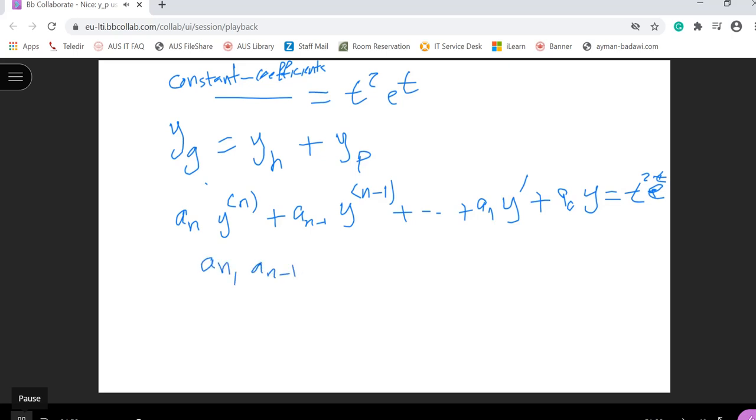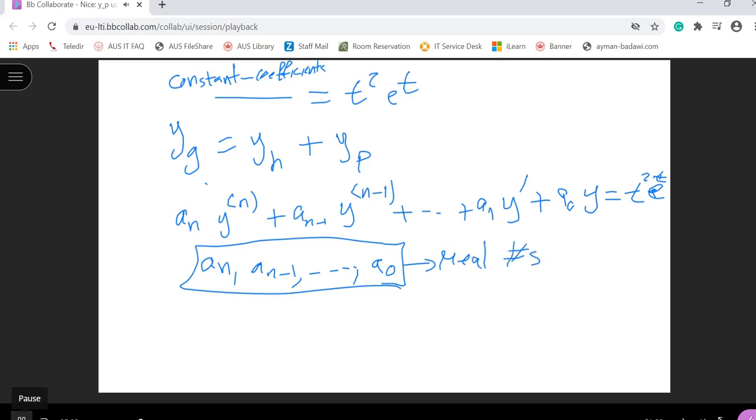Okay, and a_(n-1), a0, these are real numbers. And of course, a_n is not zero, because if a_n equals zero, then we have a smaller order. Okay, so all coefficients are constant. And I want to calculate how you calculate y particular.